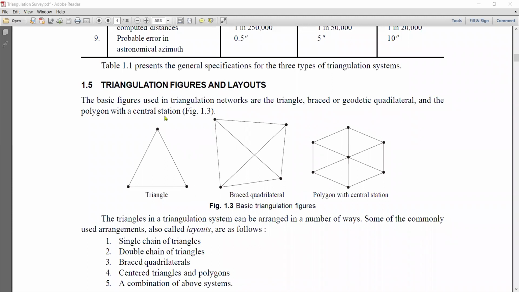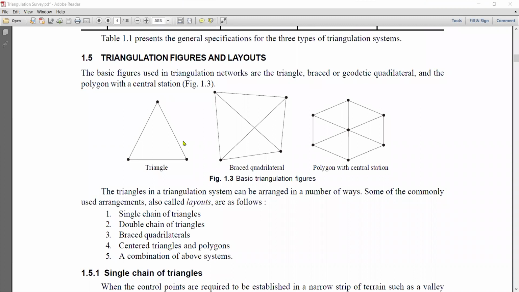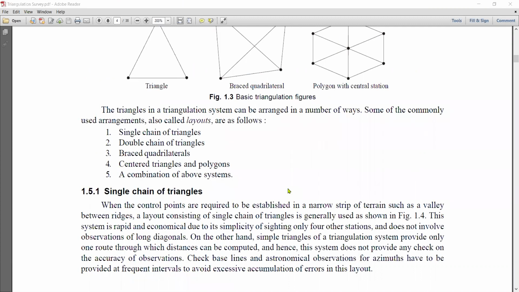The triangles in a triangulation system can be arranged in a number of ways. In the same way, these figures can be arranged differently. How can we arrange the triangles? Some of the commonly used arrangements are also called layouts. First, single chain of triangles, double chain of triangles, braced quadrilateral, centered triangles and polygons, and a combination of the above systems.